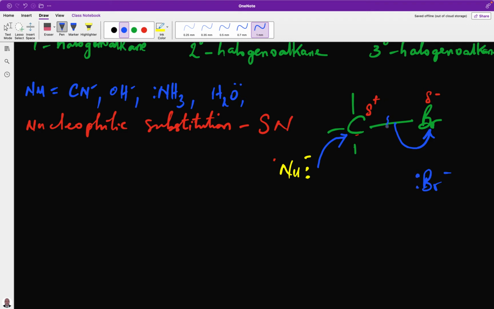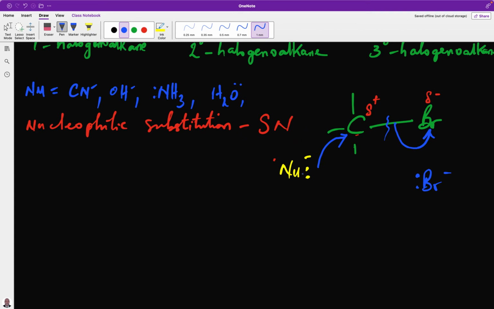And the bond splits. So the curly arrows are indicating the movement of the lone pair of electrons on the nucleophile, and they are also indicating the movement of the bonding electrons to bromine. So this bromide ion that finally cuts off from the carbon-bromine bond is what we call the leaving group. So that is what we call nucleophilic substitution.